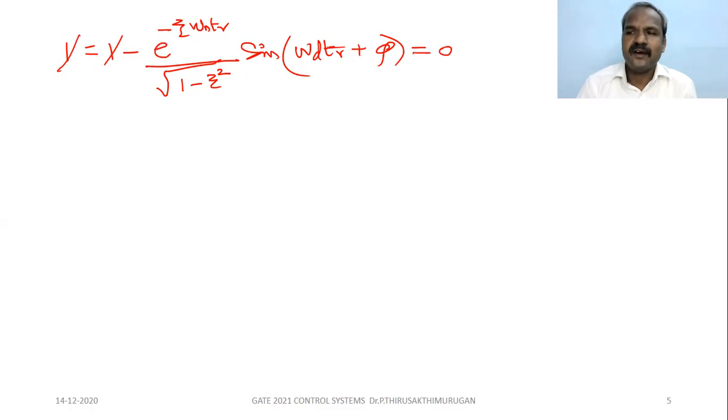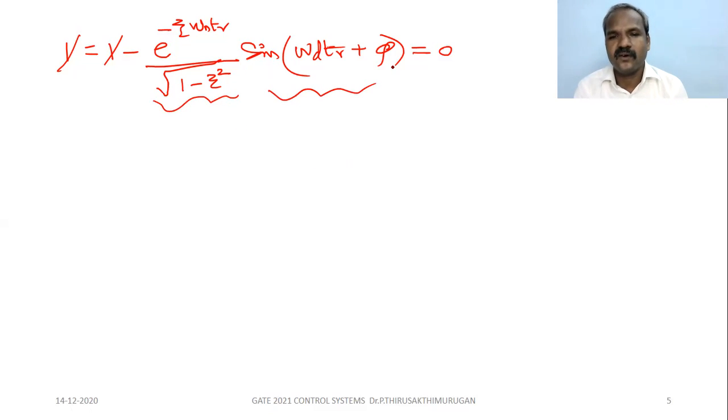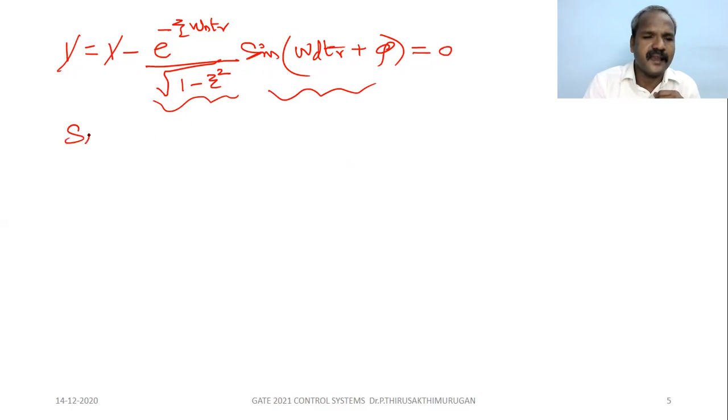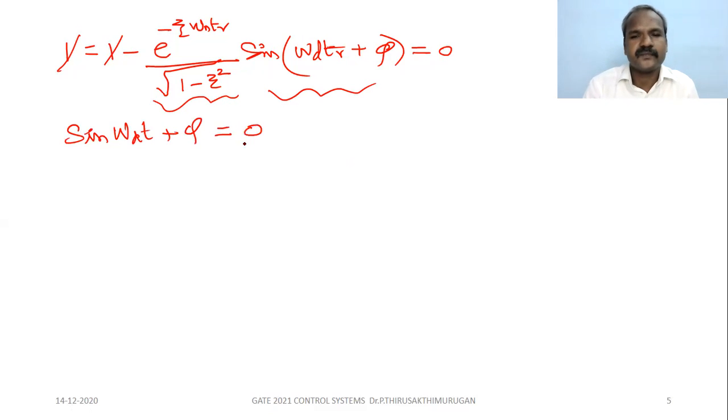So there are two terms. One is this term, the other one is this term. This e to the power minus zeta omega n t term may not be equal to 0, but the sine can be 0. So we can equate sine of omega d t plus phi to 0. So this is possible, but the other is not possible.